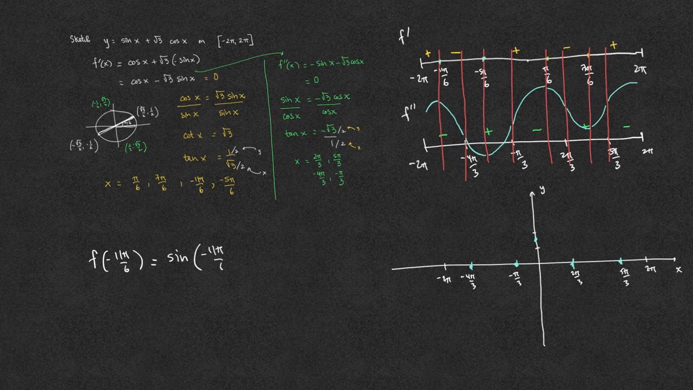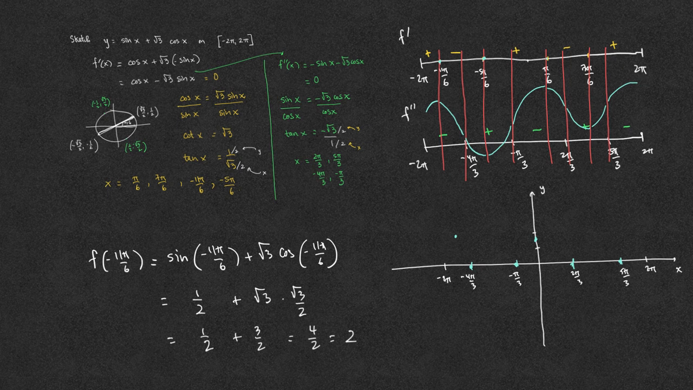Also, if we plug negative 11 pi over 6 into the given function, we have sine of negative 11 pi over 6 plus the square root of 3 times cosine of negative 11 pi over 6. Sine of negative 11 pi over 6 is 1/2. Cosine of negative 11 pi over 6 is root 3 over 2. So this is 1/2 plus 3 over 2, or 4/2, or 2. At negative 11 pi over 6, we have a local maximum at y equals 2.